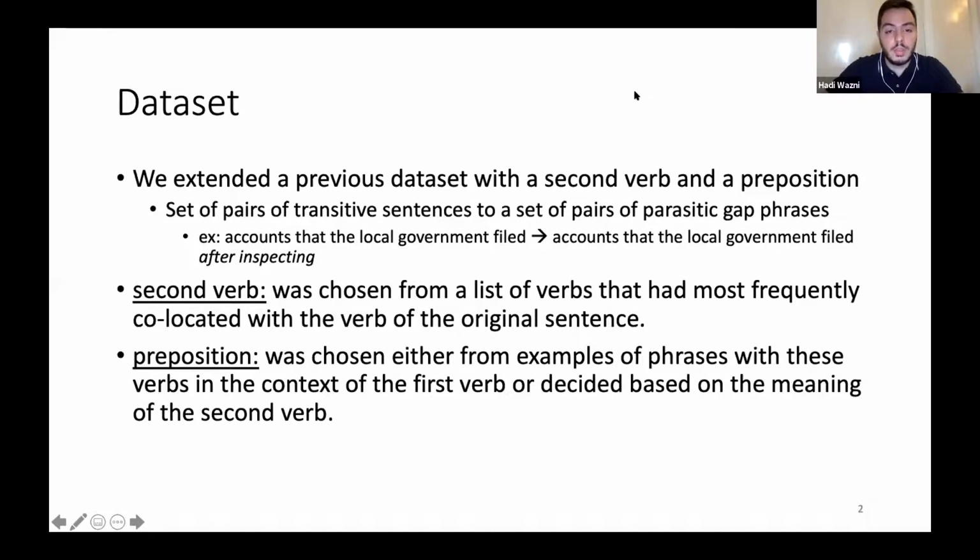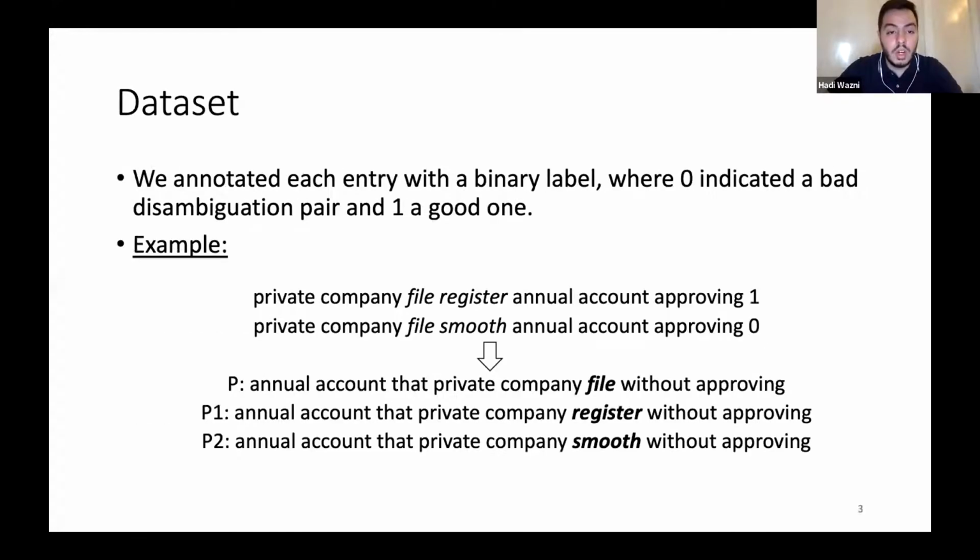To do so, we extended a previous data set with a second verb and a preposition. We changed a pair of transitive sentences to a set of pair of parasitic gap phrases. For example, accounts of the local government filed, we changed it into accounts of the local government filed after inspecting. So we added a second verb, which is inspecting, chosen from a list of verbs that most frequently appeared with the verb of the original sentence. Also, we added a preposition, which was chosen from phrases having the first verb or decided based on the meaning of the second verb. We annotated the entries of the data into binary, where 0 indicated a bad disambiguation pair and 1 a good one.